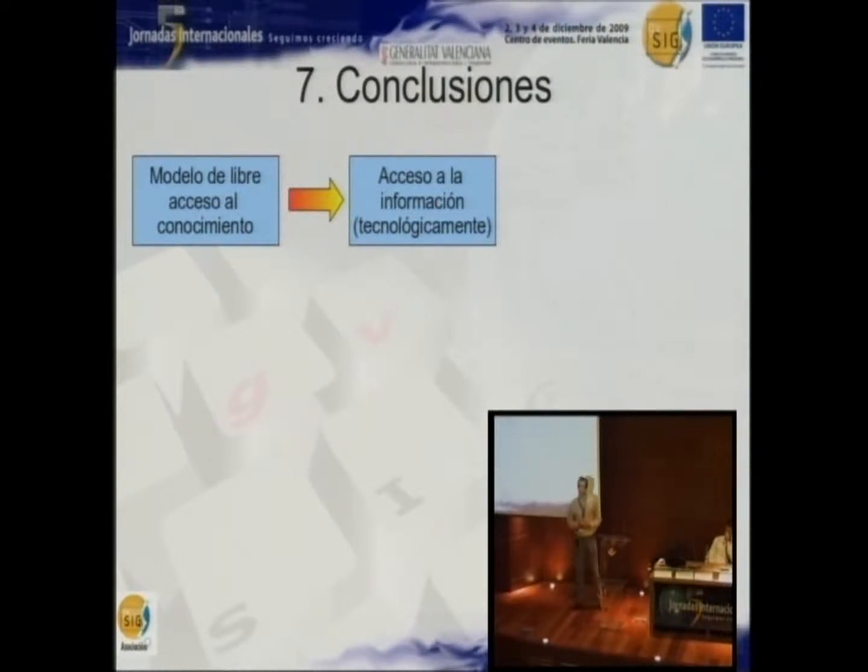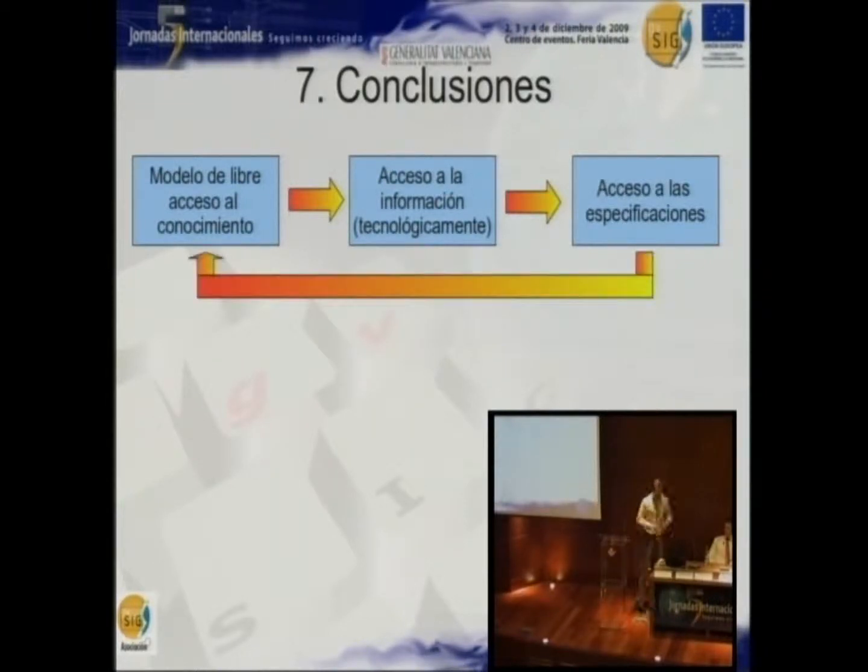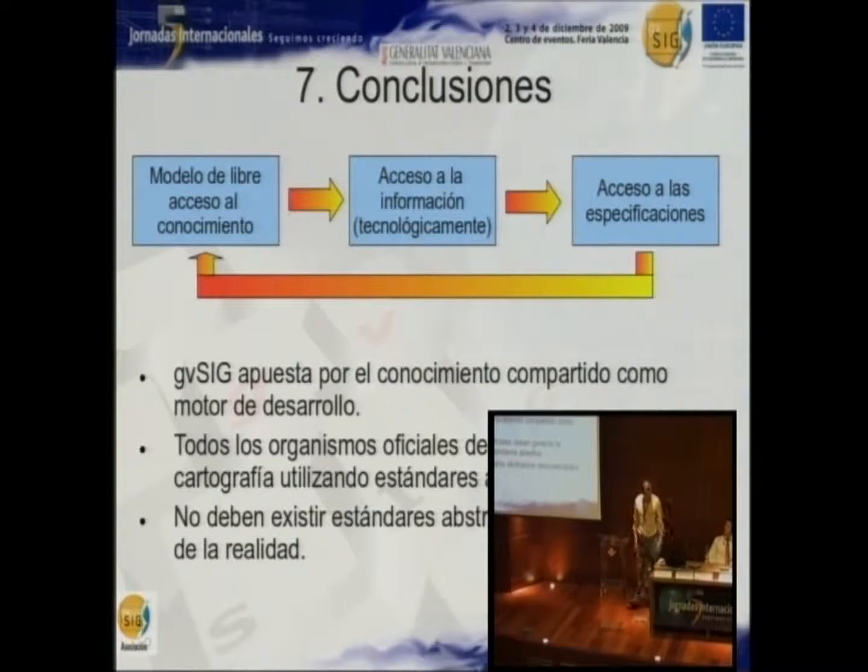And as a conclusion, from the gvSIG model, we want free access to information, to knowledge, and technologically speaking. And we can't have access to technology if we don't have specifications. That would be impossible. We can try hard, but we'll never get there. Only if we have access to specifications will you be able to have an open source model. And that's a cycle that if you break the loop, is not going to be viable.